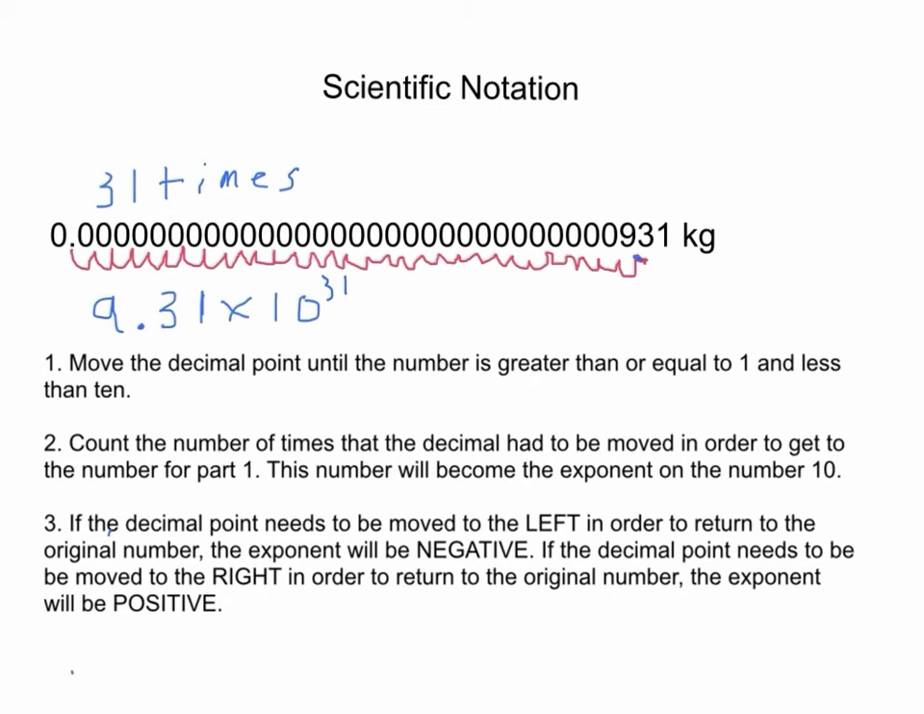So if we look in this case, well, we have the number 9.31. In order to get back to our original number, the decimal point would have to move to the left. And according to our rule, if we move to the left, the exponent is negative. So I'm going to put a negative sign here next to the 31. So in scientific notation, our number for the mass of the electron is 9.31 times 10 to the negative 31st kilograms. Remember, units are important. Don't forget them.